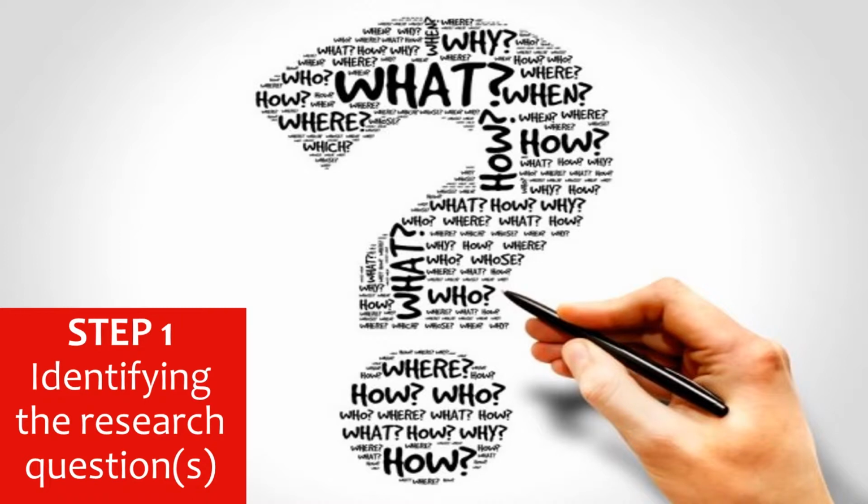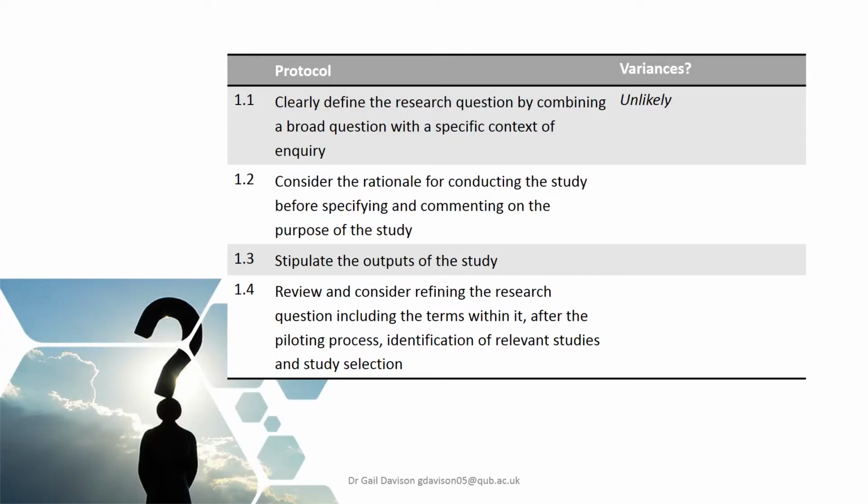This is, I feel, the most important step, and this is identifying the research question. When you're identifying the research question, you really have to define a question by combining a broad question with a specific context of inquiry. So this is looking at your population, your concept, and your context. And try and put pen to paper, really get down what you mean by these. Try and be quite specific.